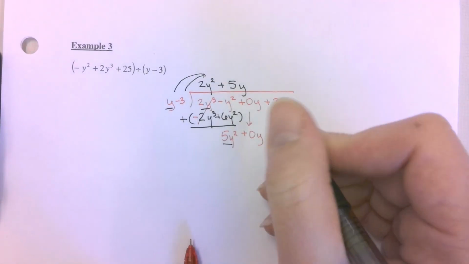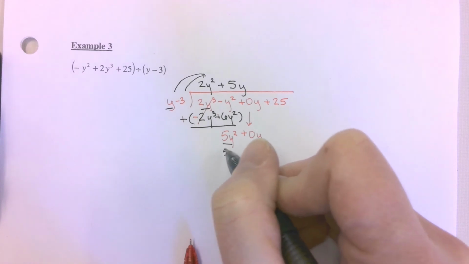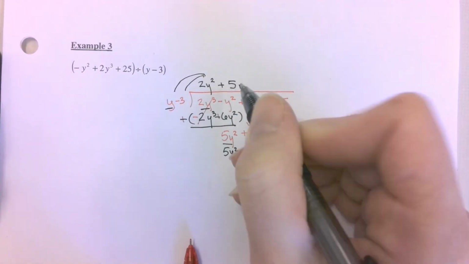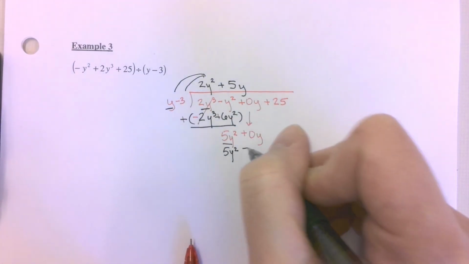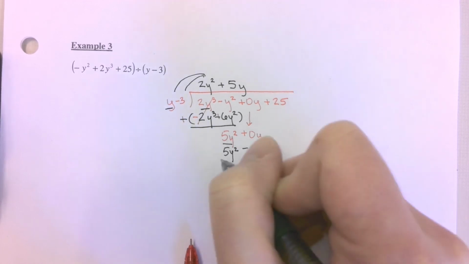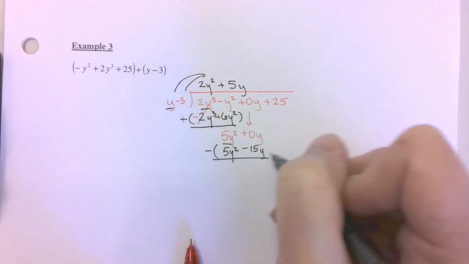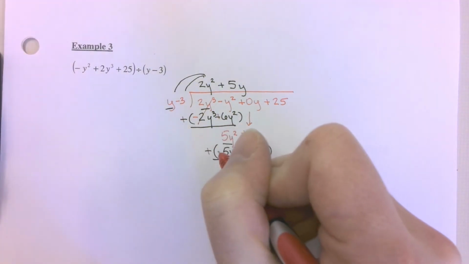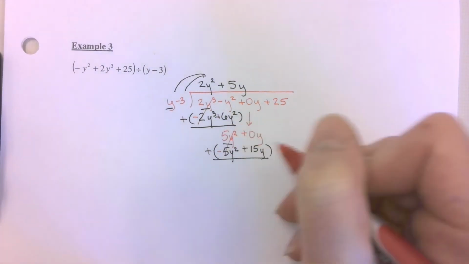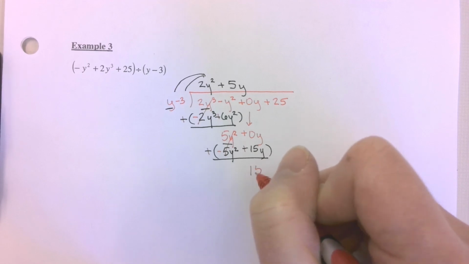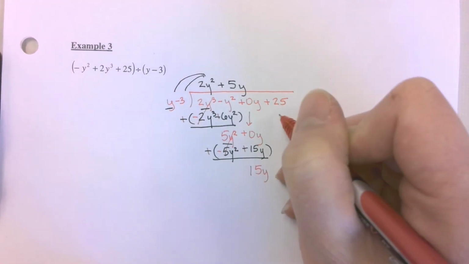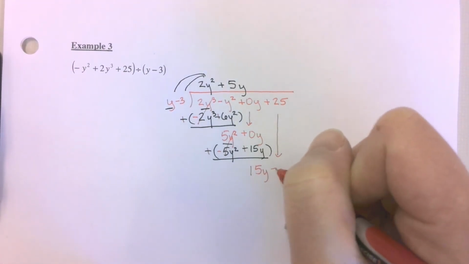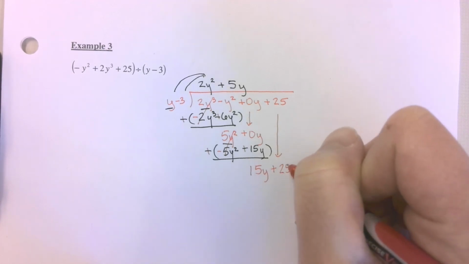5y times y squared is going to give me a positive 5y squared. 5y times negative 3 is going to be a negative 15y. We're going to come in and subtract. Again, that comes out and it changes our signs. This is going to cancel out. It brings down a positive 15y, and the next term we bring down is positive 25.